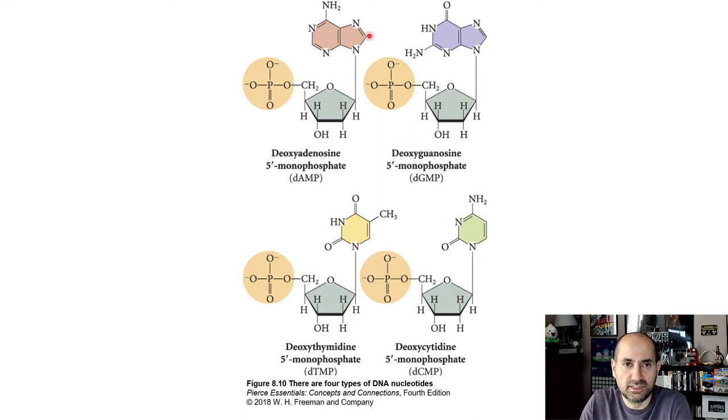And remember what I told you, they have three parts, the phosphate group, the pentose sugar, in the case of DNA, it's deoxyribose. And then you have the nitrogenous base. This is the part of the nucleotide that gives you the A, G, C, or T value, right? This is A, adenine. This is G, guanine. Those are your purines. Remember, two ring. These are the two ring nitrogenous bases. Then down here you have thymine and cytosine. These are the pyrimidines, the one ring nitrogenous bases. So these are the building blocks of DNA.